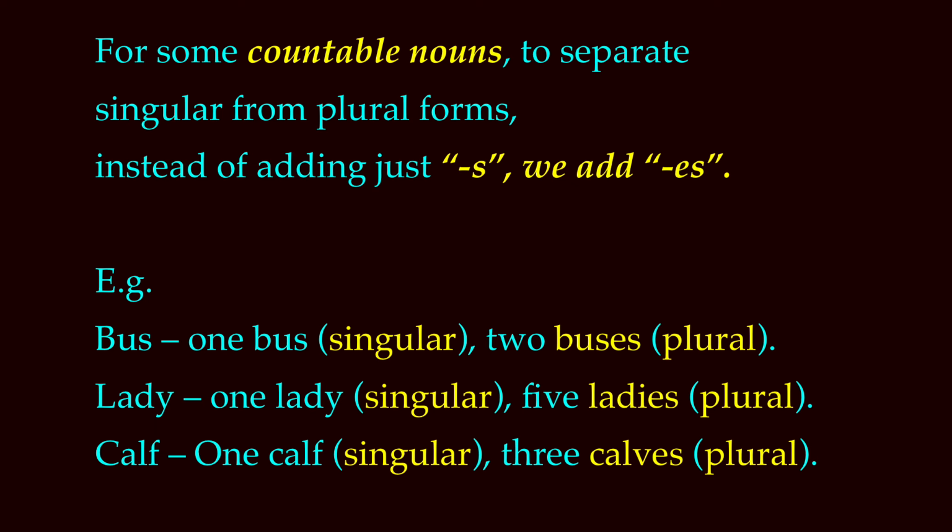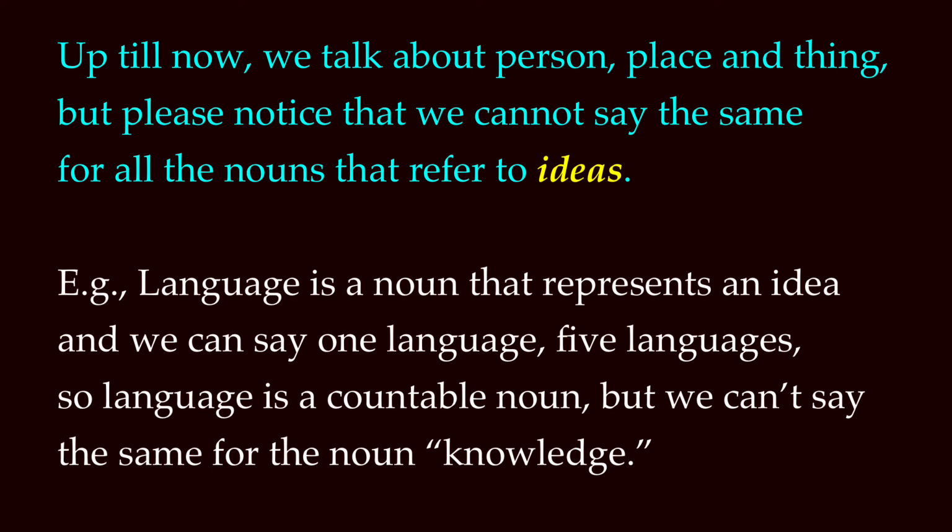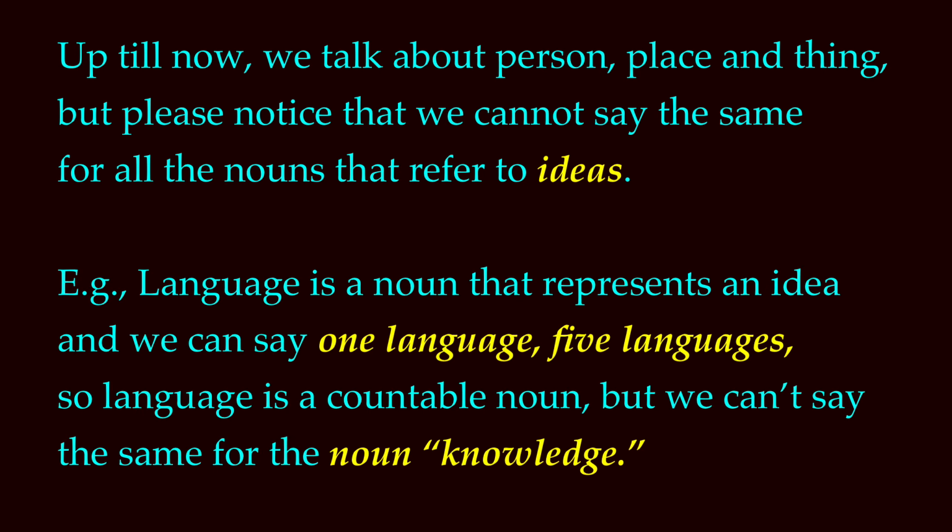Up till now, we talk about person, place, and thing. But please notice that we cannot say the same for all the nouns that refer to ideas. For example, language is a noun that represents an idea, and we can say one language, 5 languages. So language is a countable noun.